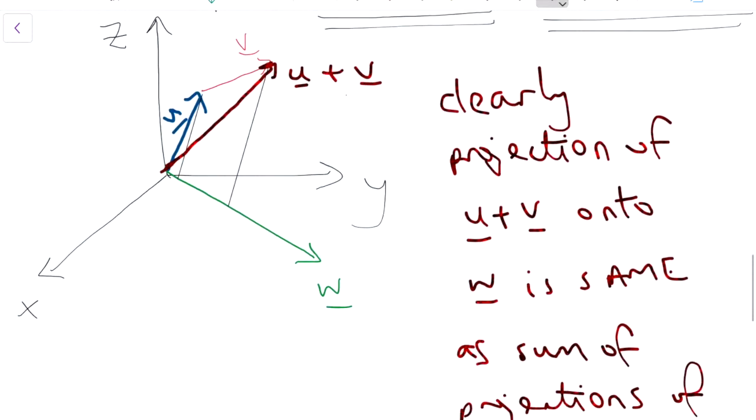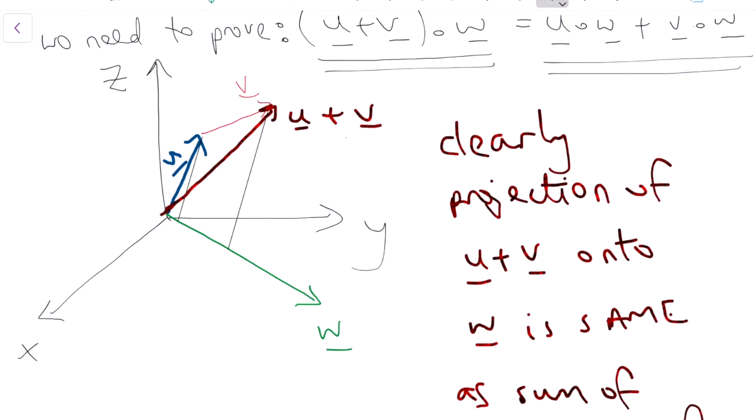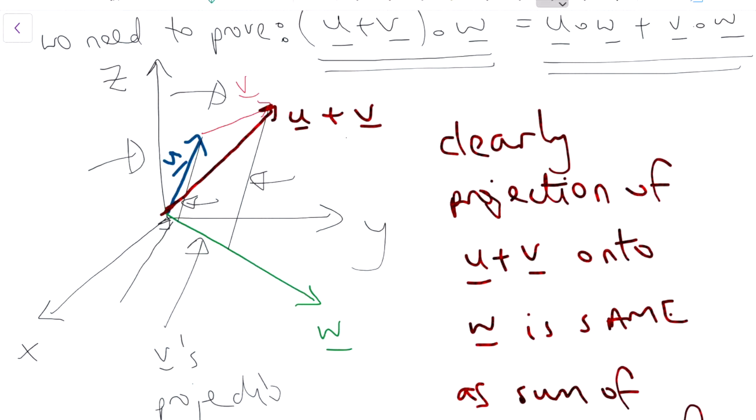So, what's the geometric proof? We have two vectors, u and v. U is drawn in blue, v is drawn in red. The black lines, that line and that line here, are the projection of u and v onto vector w. So here we have the projection of u, and here we have the projection of v. This is v's projection, and this one is u's projection.